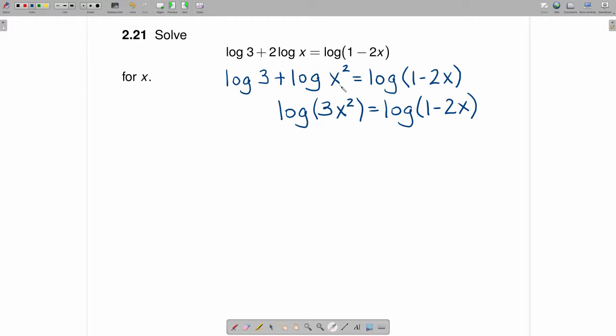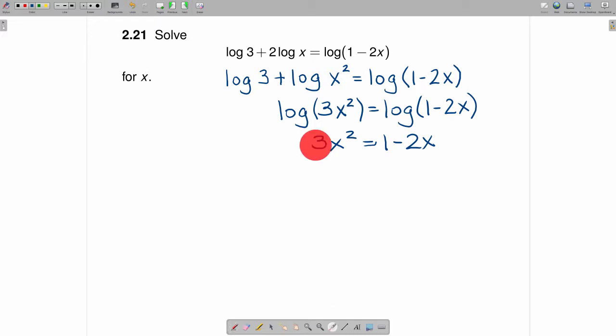Now, the whole reason we were doing these two steps, namely bringing the 2 up into the exponent and combining these two logarithms, is now we have the log of one thing is equal to the log of another thing, which means 3x squared must be equal to 1 minus 2x. So this becomes 3x squared is equal to 1 minus 2x.